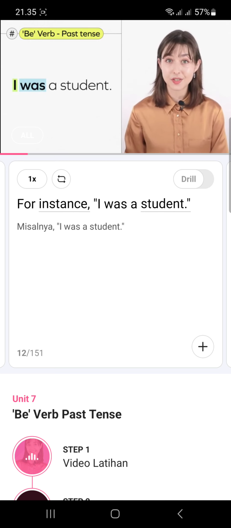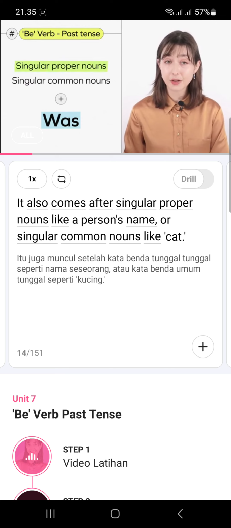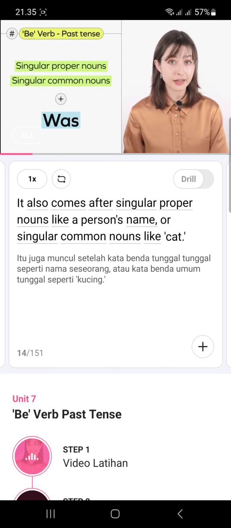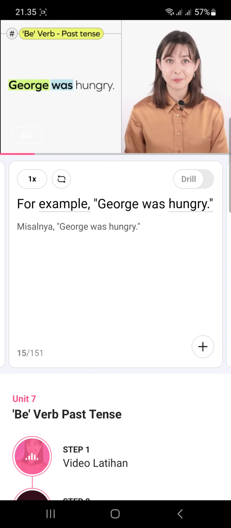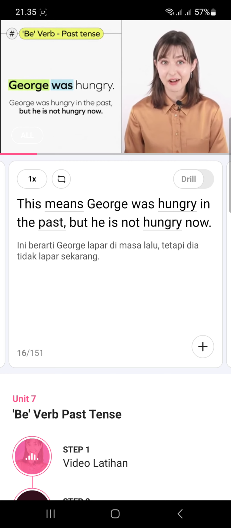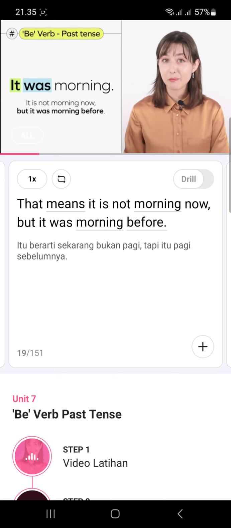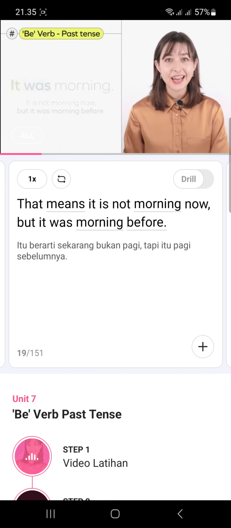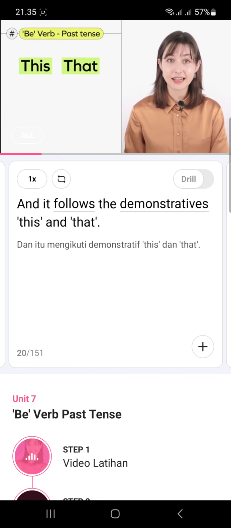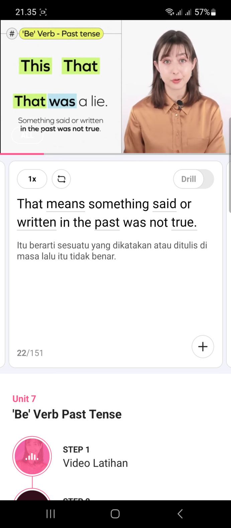For instance, I was a student. This means in the past I was a student, but now I am not a student. It also comes after singular proper nouns like a person's name or singular common nouns like cat. For example, George was hungry. This means George was hungry in the past, but he is not hungry now. It also comes after the dummy subjects it and the singular there. It was morning. That means it is not morning now, but it was morning before. And it follows the demonstratives this and that. That was a lie. That means something said or written in the past was not true.